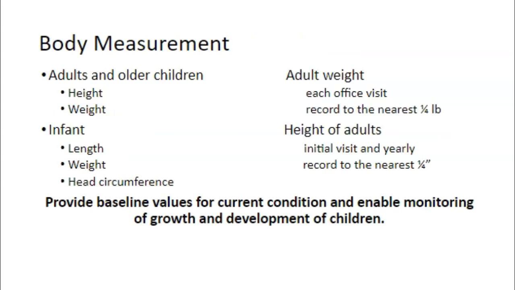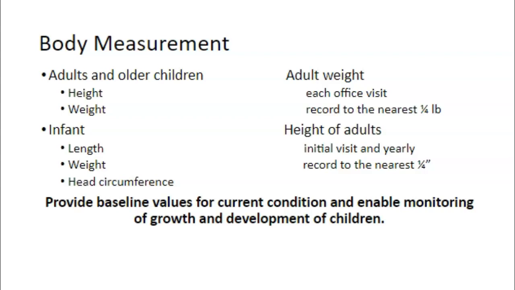Now, when we talked about vital signs, the body measurements at the tail end aren't actually part of the vital signs, but they are taken in conjunction with them. Prototypically with adults and older children, you're going to want to do a height and weight. Generally, when you're dealing with children, you're going to want to get a height and weight every single visit.